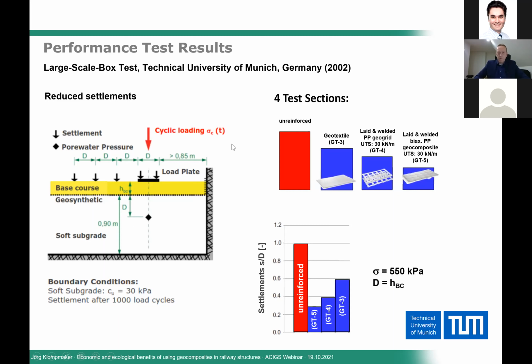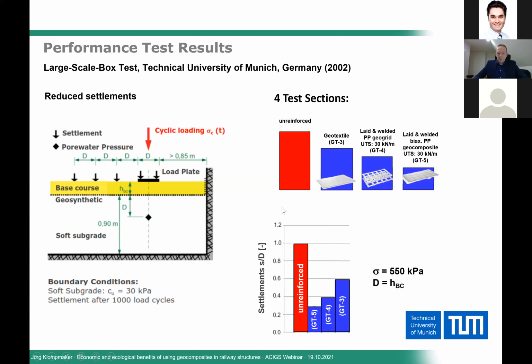The test was carried out by using a section which didn't use a geosynthetic material at all. So this is the red column. Then one section just used the geotextile separator, abbreviated as GT3. Another section used only a layer of geogrid. This was a laid and welded geogrid made of polypropylene and 30 kilonewton biaxial strength, abbreviated as GT4. And the last section used a combination of the geotextile and the geogrid, a laid and welded polypropylene biaxial geocomposite with 30 kilonewton strength, abbreviated as GT5.